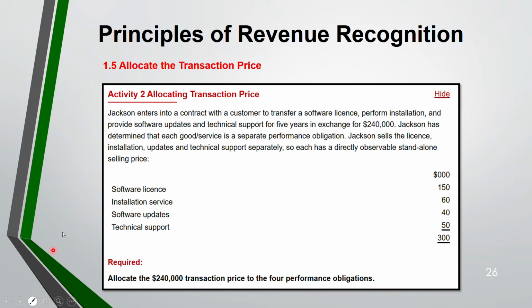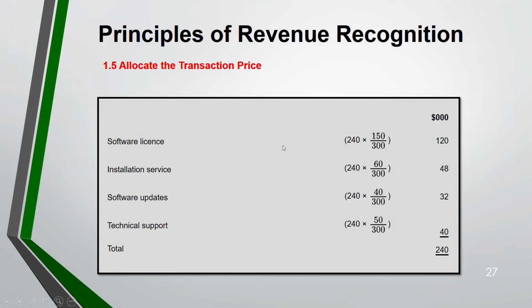So now let us do it. It's very easy. You just have to know maths. The transaction price is 240. You only have to allocate using the selling price over the total. So the software license price is 150, and the total price was 300. This is 60 over 300. This is 40 over 300. And technical is 50 over 300. When you add together, the total has to be 240. So out of this 240, 120 is for software, 48 installation, 32 update, and 40 technical. That's why you need the selling price of each of these four performance obligations to get the allocation of the transaction price, because otherwise you will not know the proportion.